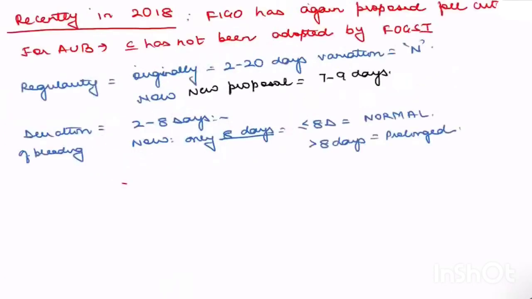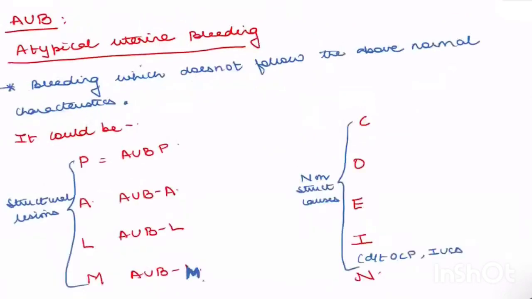Then atypical uterine bleeding. So bleeding which does not follow the above normal characteristics is atypical uterine bleeding. Atypical uterine bleeding could be due to a number of causes, and in causes को याद रखने के लिए there is a standard acronym PALM-COEN, where P stands for polyp. So reason for atypical uterine bleeding could be polyp.